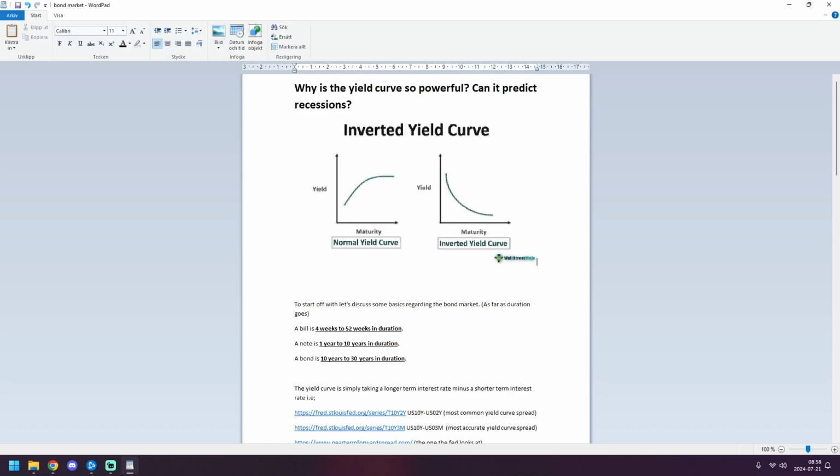Hey, everything about the yield curve explained in a couple of minutes. Why is the yield curve so powerful? Can it predict recessions? Yes.